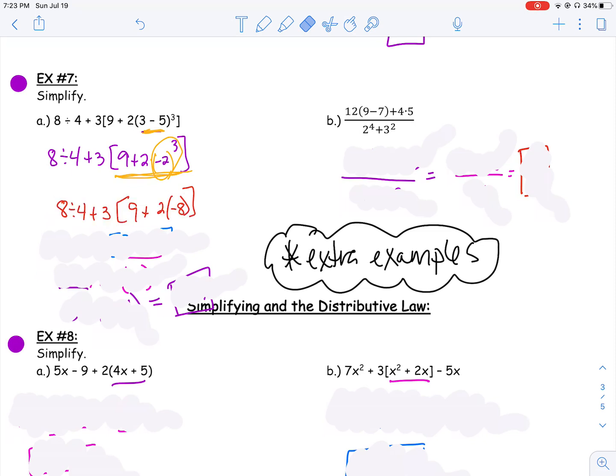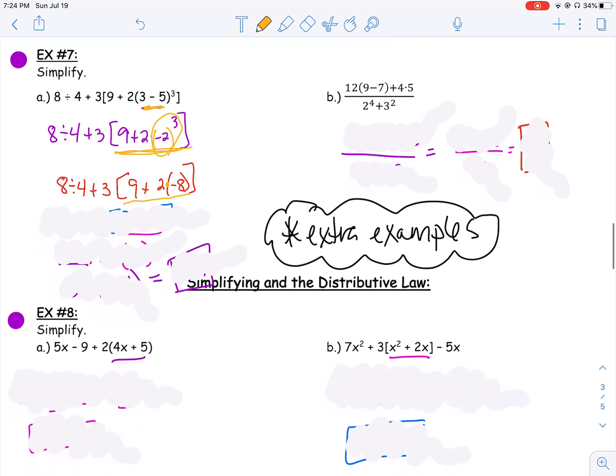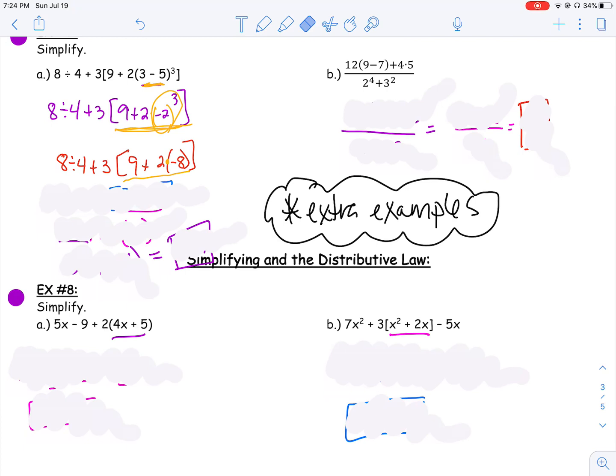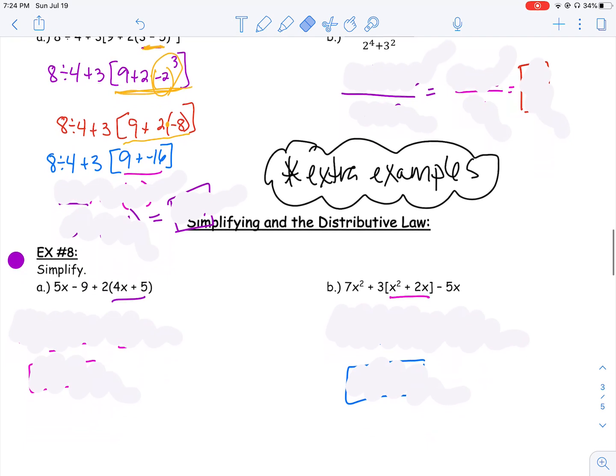Carrying down everything really carefully, I still have my 9 plus 2 times -8. You can use parentheses still if you'd like to, but remember this is just representing that I'm multiplying the 2 times the -8. All right, inside these brackets now I have addition and multiplication. So we know that we're going to do multiplication first. So 2 times -8 is -16. So now inside my parentheses or my brackets, I have 9 plus a -16. Let's simplify one more time inside these brackets and finish off this addition problem. 9 plus a -16 is really -7.